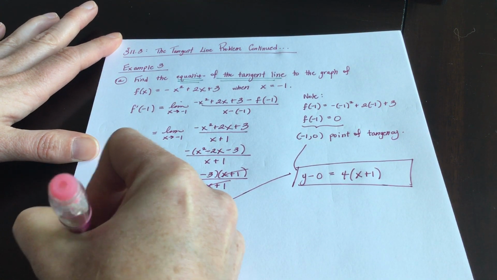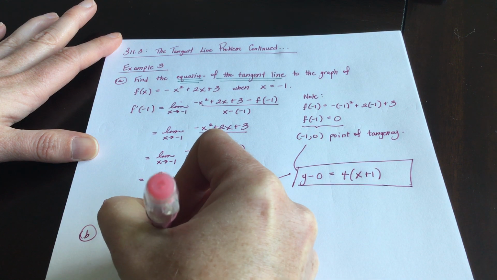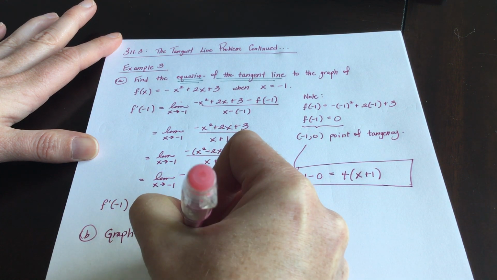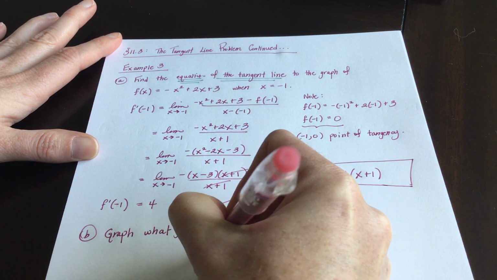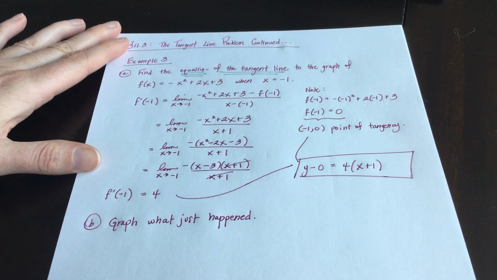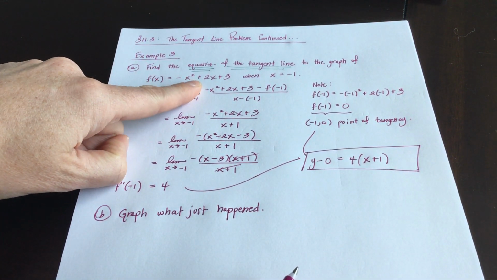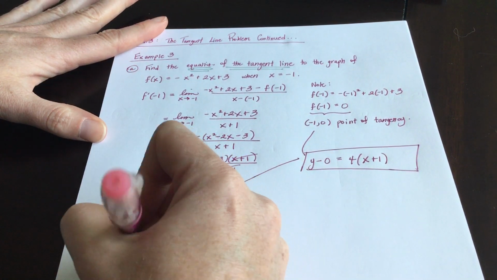Now for part B, I'm going to ask you to graph what just happened. So let's show a picture that shows the significance of what we just found. So what I mean is graph the original function f. So let's get started on that.